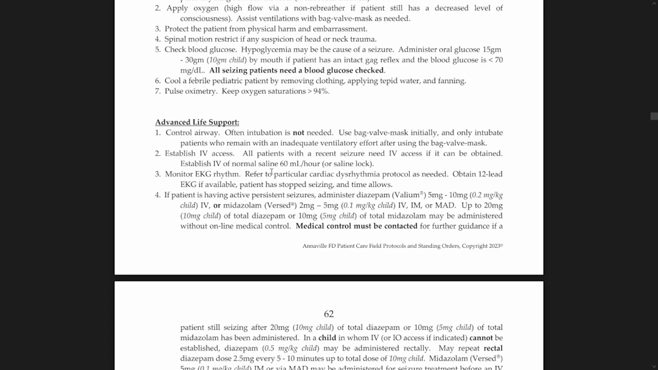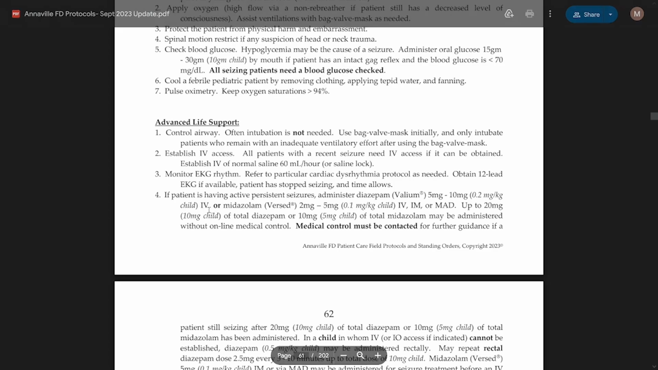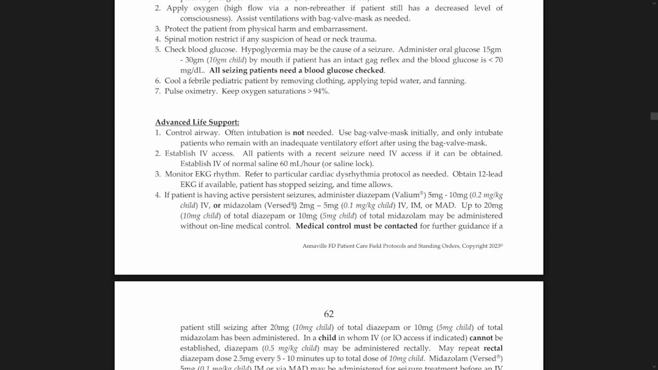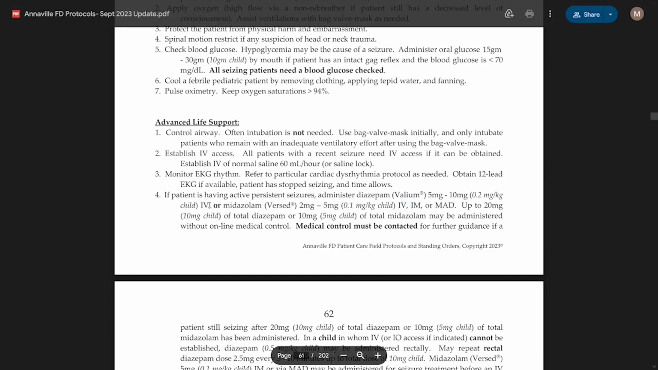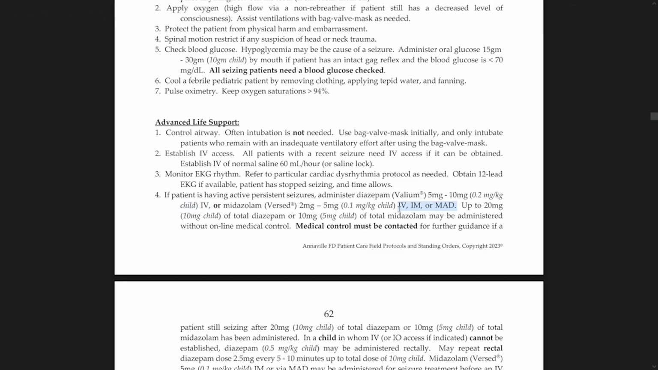Monitor their 12 lead. Refer to particular cardiac dysrhythmia protocols as needed. Obtain a 12 lead EKG if available, if the patient has stopped seizing and the time allows for it. If the patient is having active or persistent seizures, administer diazepam (Valium) 5 to 10 milligrams, or 0.2 milligrams per kilogram for a child, IV, or midazolam (Versed) 2 to 5 milligrams at 0.1 milligram per kilogram, either intravenously, intramuscularly, or via a mucosal atomizer device. So pay attention to the difference here on how we administer diazepam with just an IV, or if we're going to go with Versed, we're going to use these different routes.